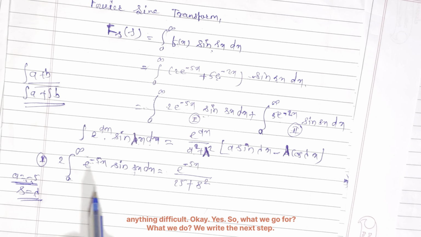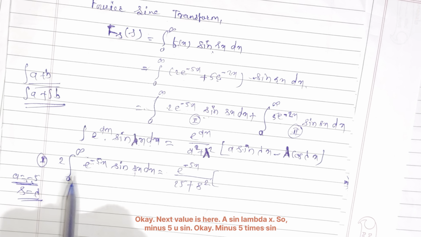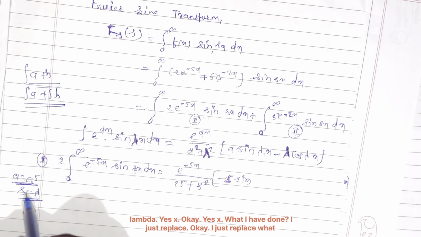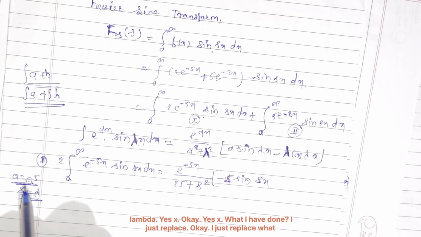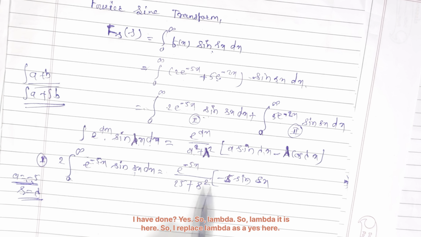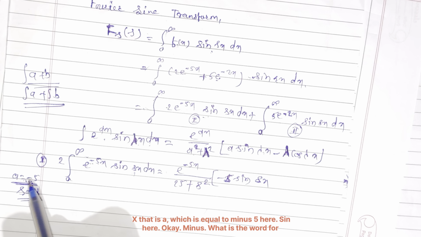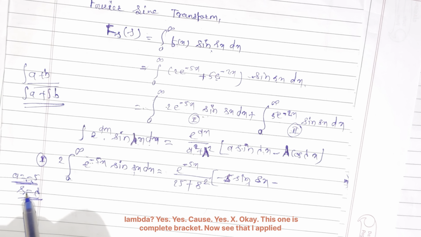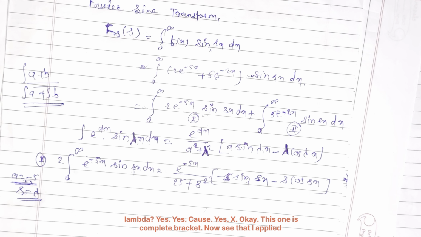Now we write the next step. Next values: a sin(λx) becomes minus 5 sin(sx). What I have done is I just replaced lambda with s, and a with minus 5, so sin(sx) minus, what is the value for lambda, s cos(sx). This is the complete bracket.